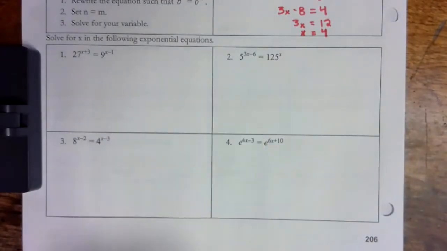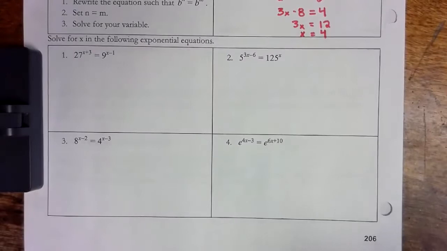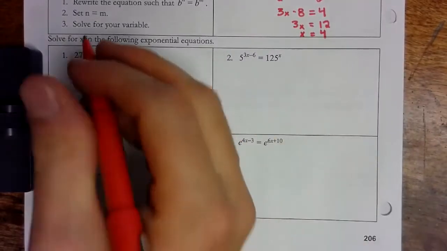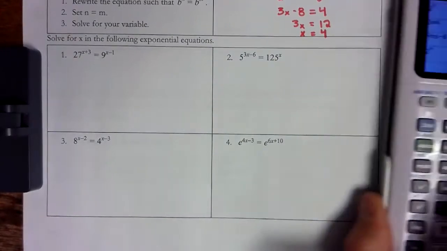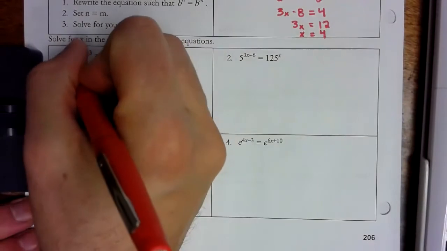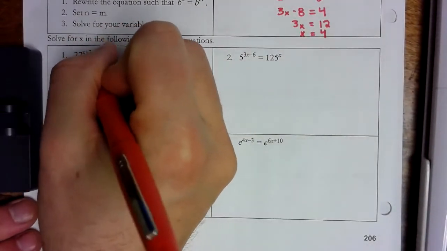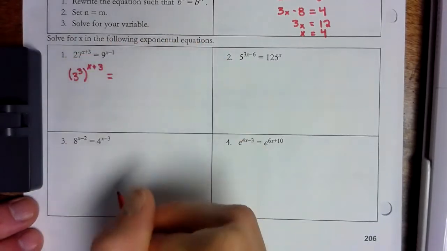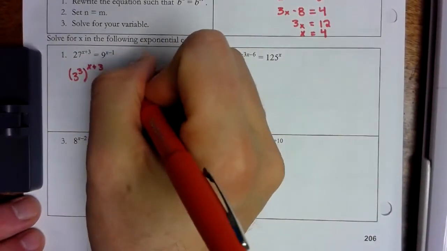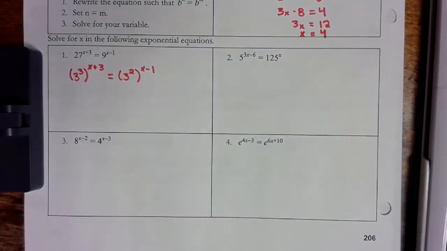I'm kind of tempted to want to say 9 squared is 27, but that's definitely not the case. So I don't really know what that base might be, but maybe I can write 27 as a base of 3. Is 3 cubed 27? Yes, it is. So I'm going to rewrite 27 as 3 cubed, which is still to the power of x plus 3. And 9, I know I can write as 3 squared, and that's to the power of x minus 1. So I'm like, what the heck do I do?